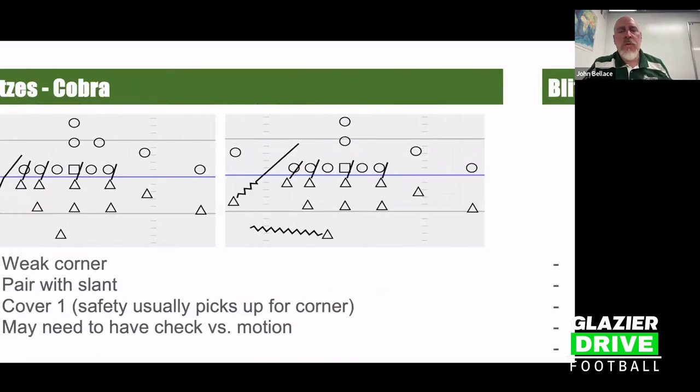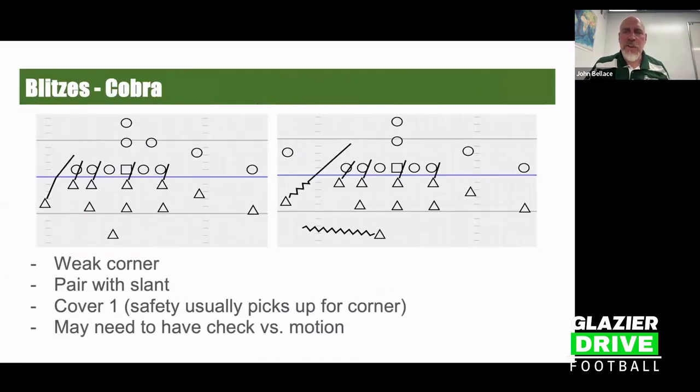And then another one we don't run a ton just because we don't typically like our corners not being in coverage. But a weak corner blitz, Cobra, we would send our corner. We would slant away from this and send the weak corner. And the safety would have to pick up number 1 in this case.